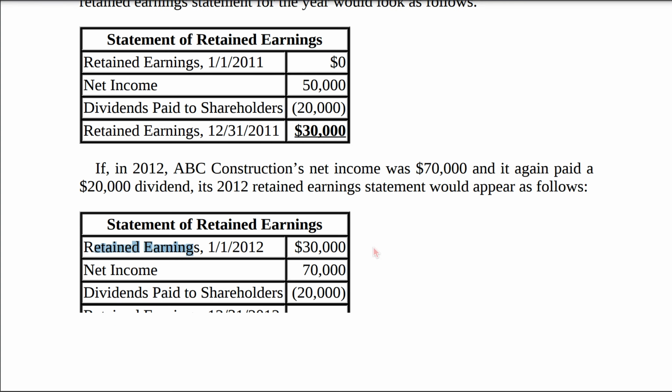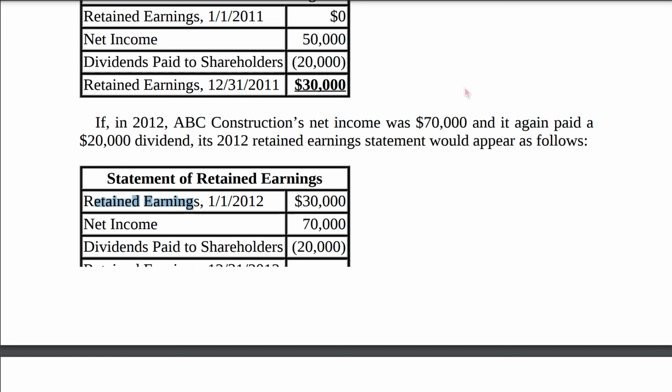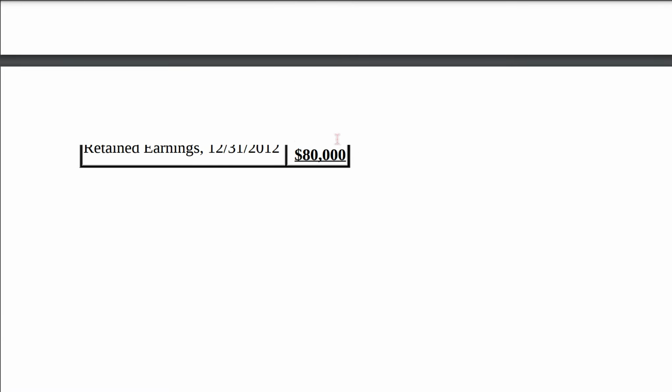Again, if in 2012 the company has earned net income of $70,000 and it again paid a dividend of $20,000 to its shareholders, then what would be the net retained earnings as at the end of December 31st 2012? Okay, so the beginning balance was $30,000 because as on December 31st 2011 it was $30,000, so this closing balance will become the opening balance on January 2012. The company has earned $70,000, so we will add that to retained earnings, and out of that the company has paid dividends of $20,000, so it will get deducted and the remaining retained earnings is $80,000.